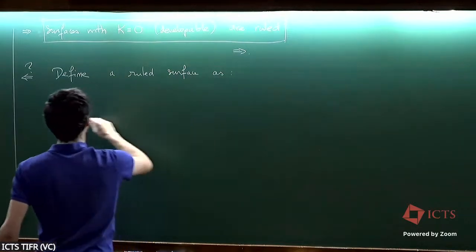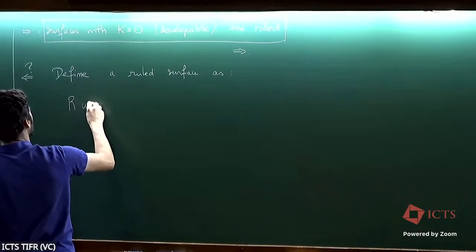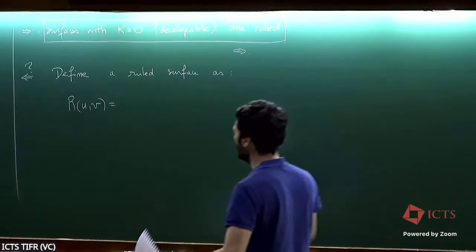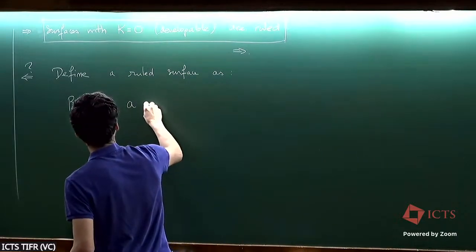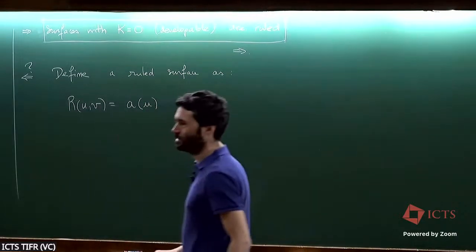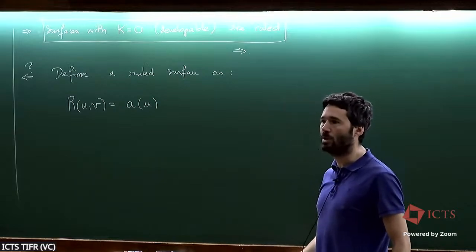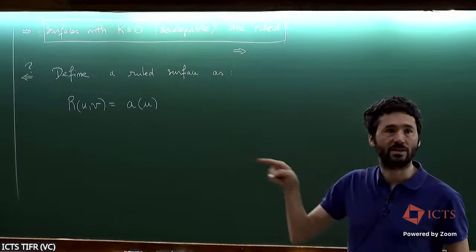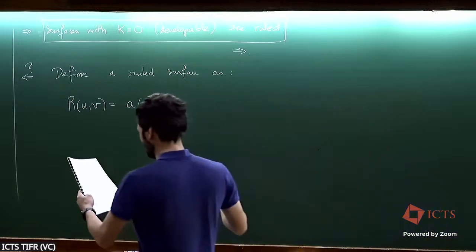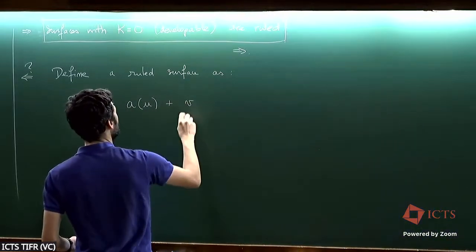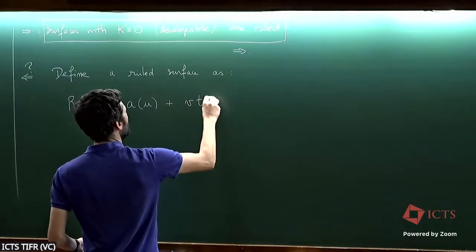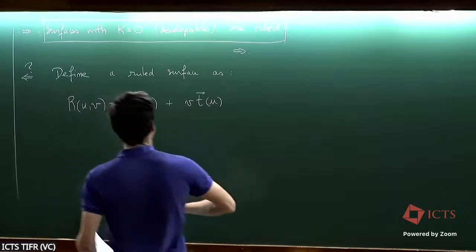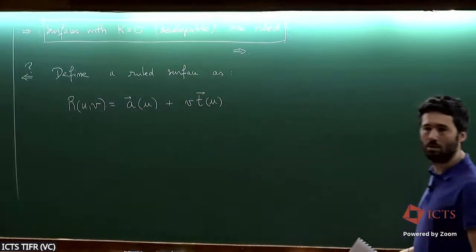So I can define a ruled surface as R of these two internal variables, U and V. You may think about it as the center line, A of U, and V is the transverse coordinate, the coordinate along the flat direction. And this will be V T of U. Here, V, A and T are vectors, okay?